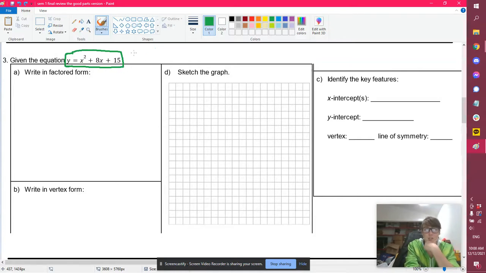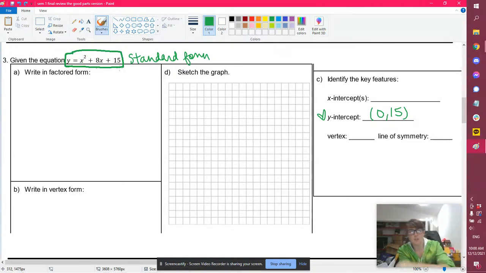For the standard equation, this is standard form, I get my y-intercept for free. The standard form tells me that the y-intercept is at 0, c, where c is that last number. It's because when I plug in 0, these two go away, and I'm just left with c.